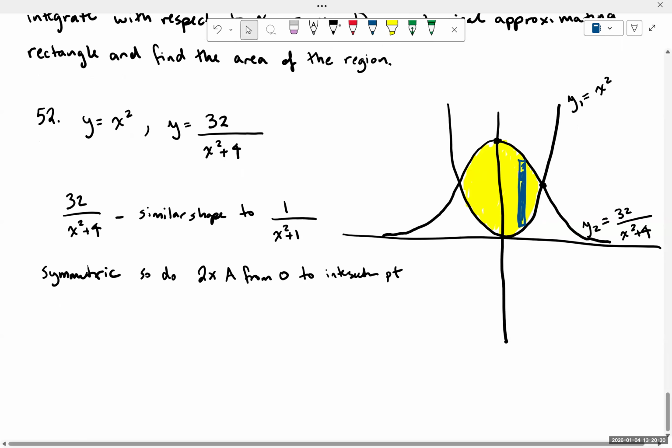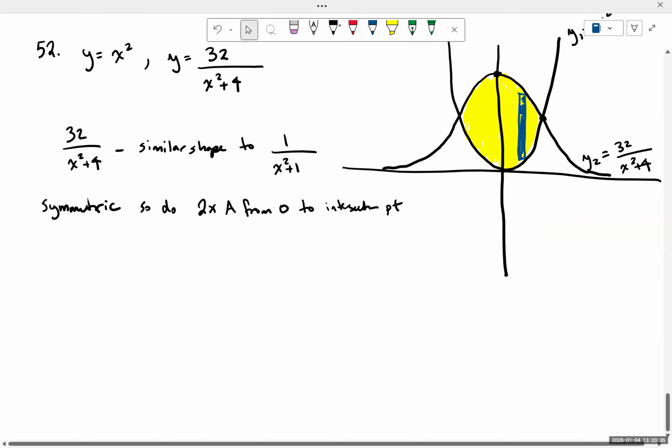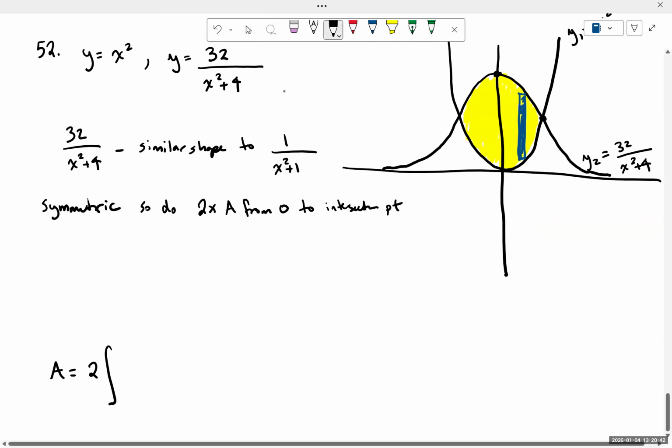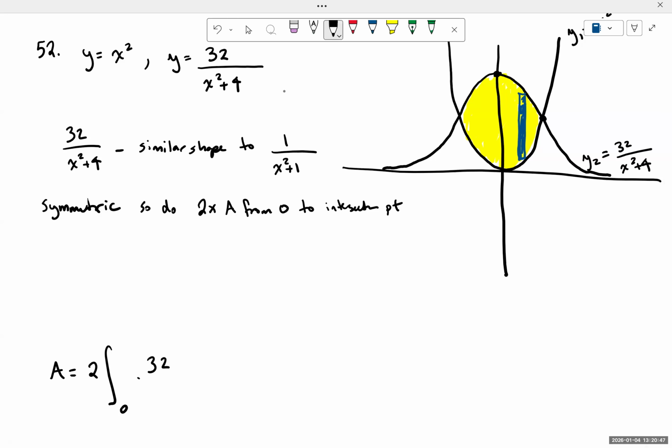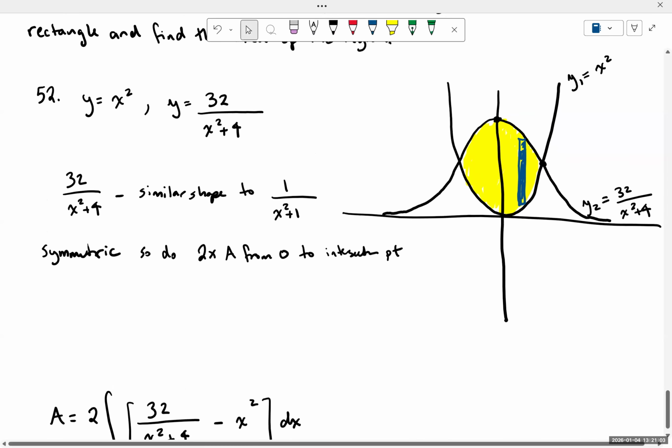All right, so let me write what I was just talking about. Let's set up our area real quick. Area is 2 times the integral from 0 to I don't know where. The top curve is going to be 32 over x squared plus 4, and then the bottom curve is going to be x squared, dx, right? So I have to just find that intersection point.